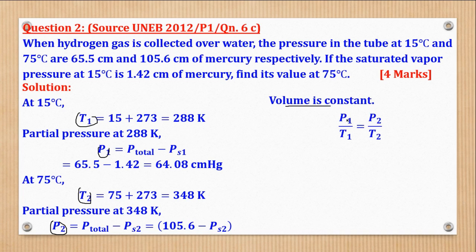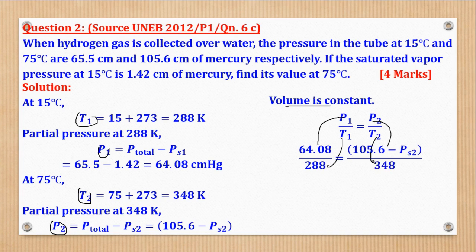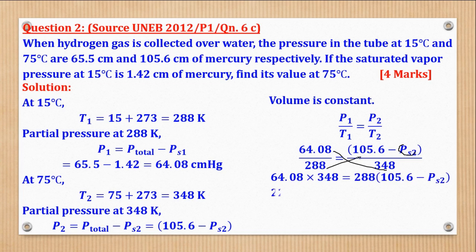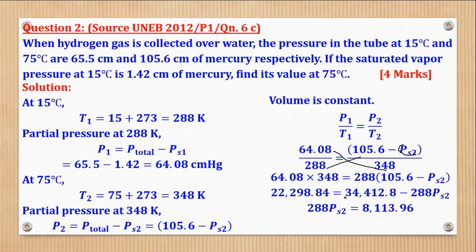So that means that P1 over T1 is equal to P2 over T2. Then substitute for P1, T1, P2, T2. Now here I realize that this is the only unknown, so I'm going to cross multiply and then open brackets, collect like terms, and then make PS2 the subject. And that's what they wanted.